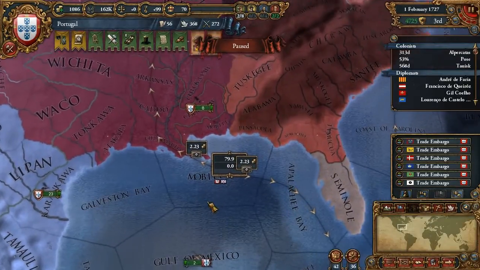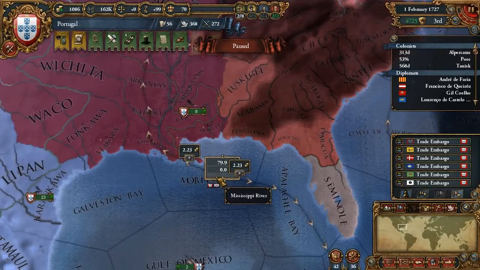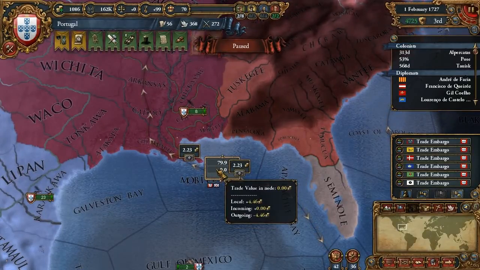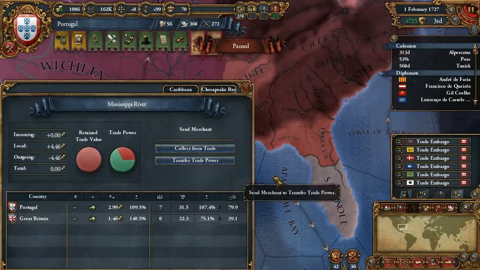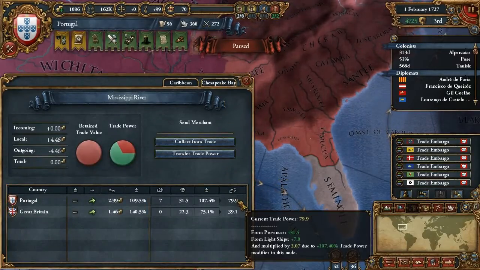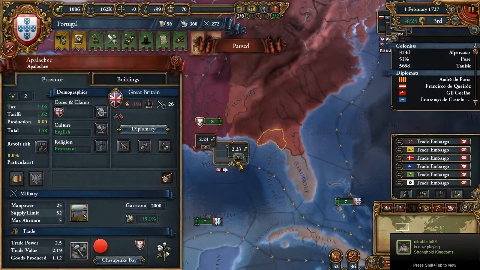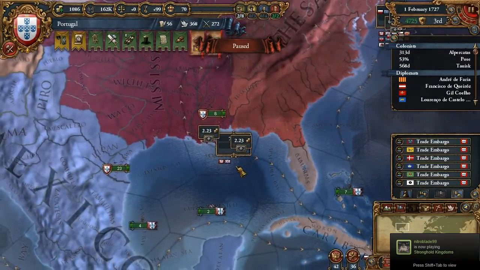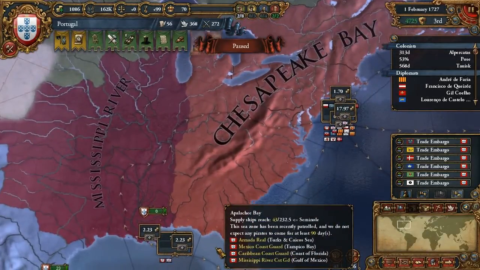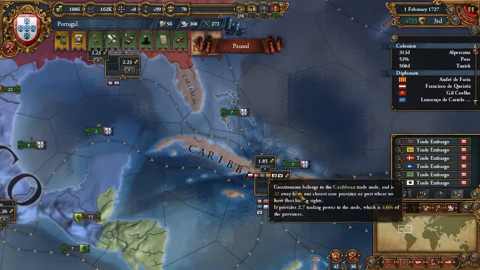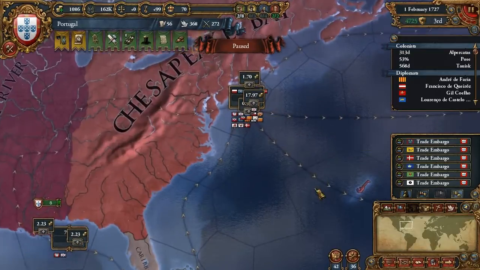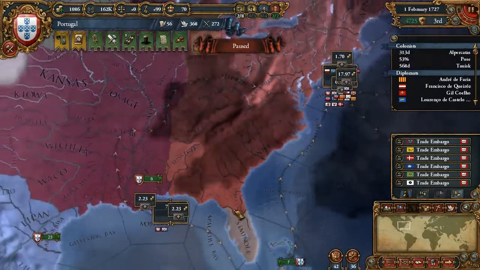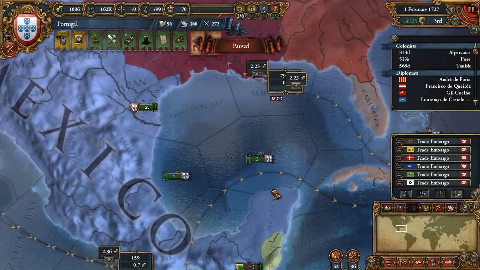So this is one of those trade nodes where it would be beneficial having a merchant here, because this merchant would make sure a bigger portion goes my way. Even though I have more trade power here than the British, both amounts are still going equally both ways, because we're both pushing it equally to both sides. And some of it I'm gaining, other of it is being pushed by Great Britain to England. So that's a general thing.